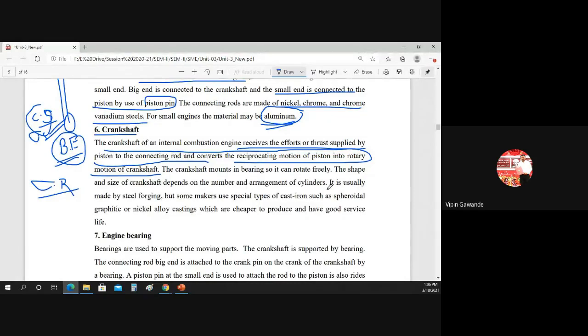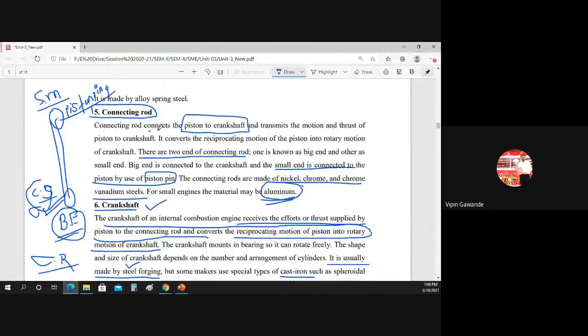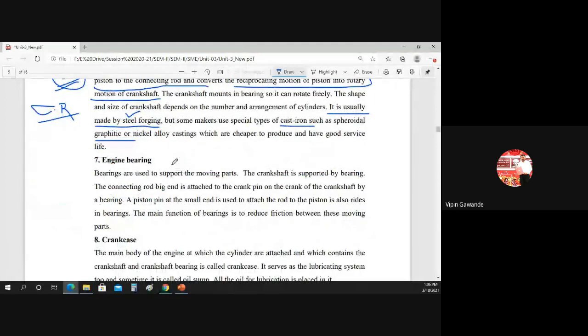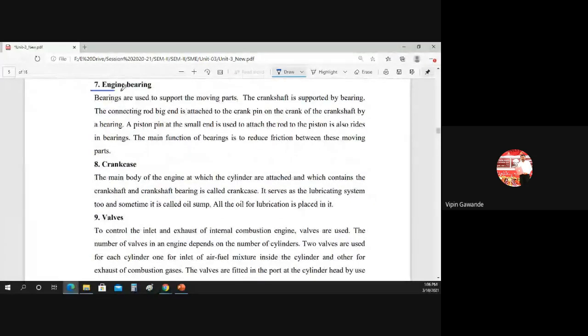Okay, now what is the material used for this crankshaft? It is made of steel, or sometimes it is made of cast iron, or graphite alloy also. Okay, so material also you have to remember. What is the material used for crankshaft? What is the material used for the connecting rod? Then cylinder. All these things you have to remember. Then the next one is the engine bearings. We will see that one afterwards, bearings.